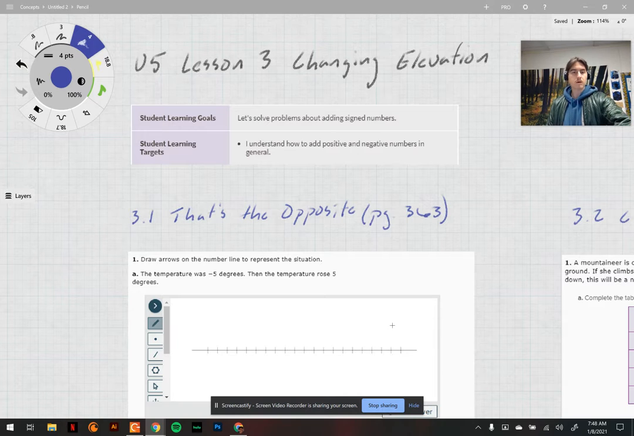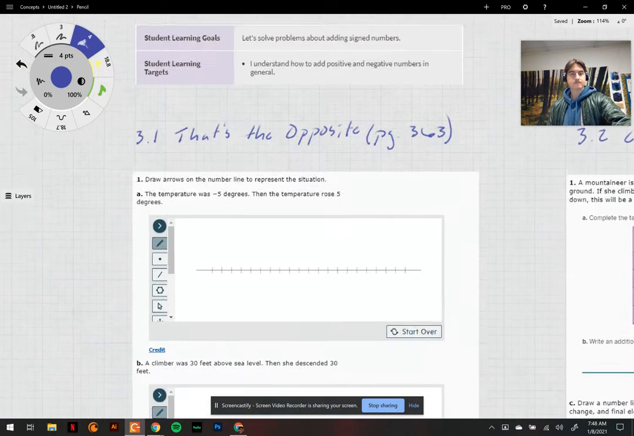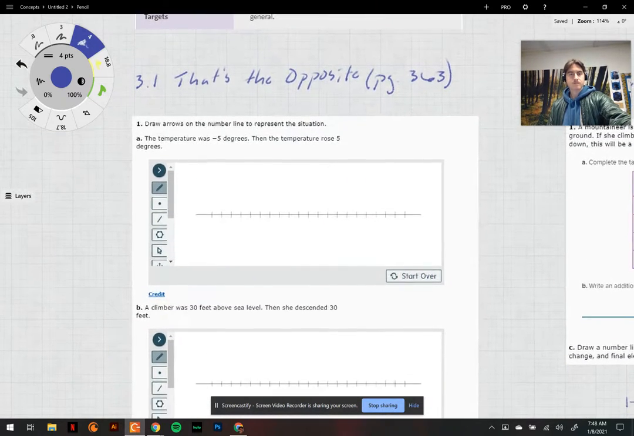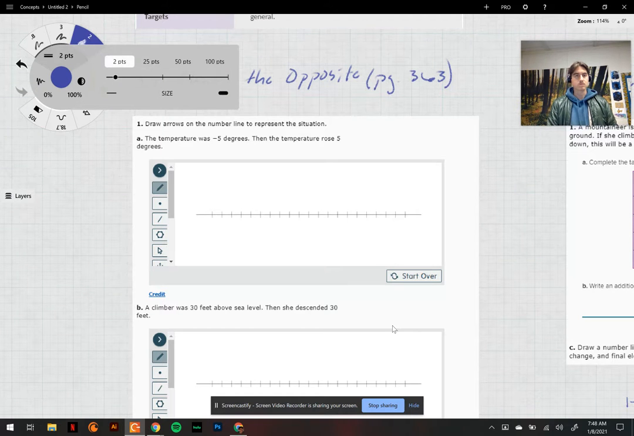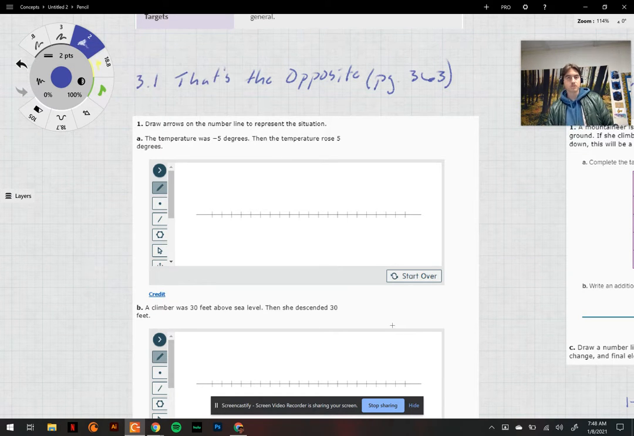So we're going to start with our warm-up, 3.1. We're on page 363. So we're just going to continue to practice using number lines to demonstrate addition with signed numbers. So it says draw arrows on the number line to represent the situation.